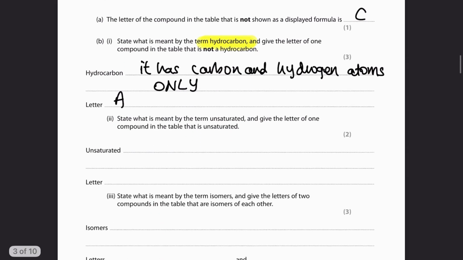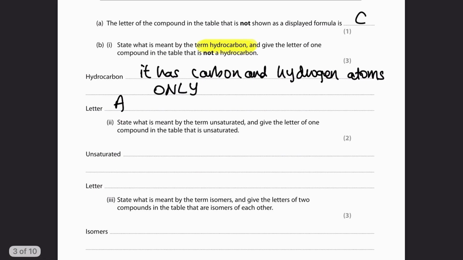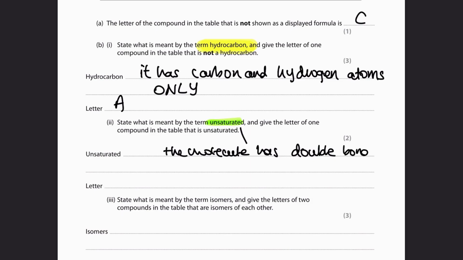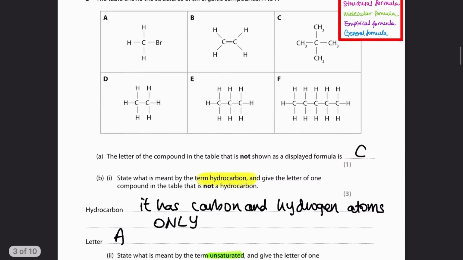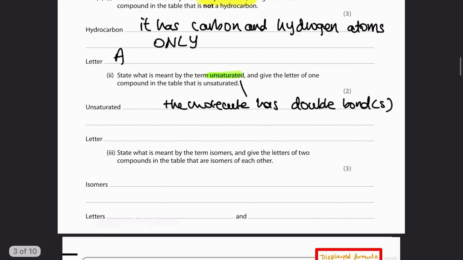That's hydrocarbon. And it says, state what is meant by the term unsaturated and give the letter of one compound that is unsaturated. Okay, so the word unsaturated means that the molecule has double bonds. It can just be one double bond, but as long as it has a double bond, then it is unsaturated. And who here has a double bond? That would be B. Okay, nice and easy. So that is B.